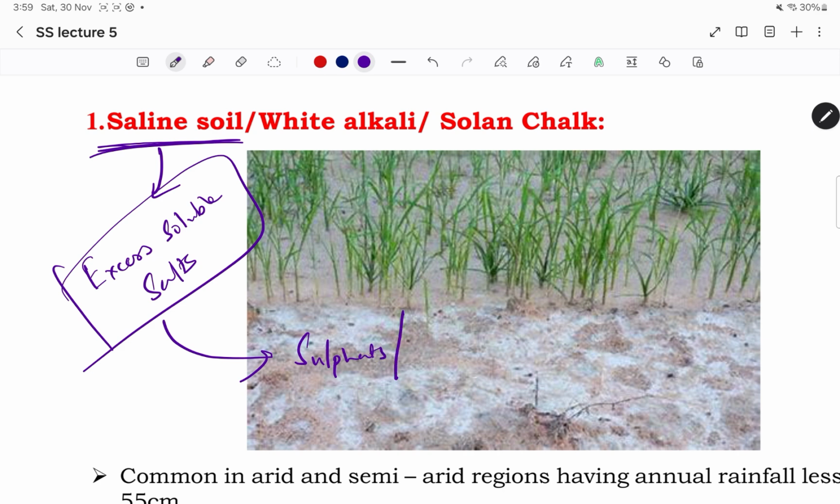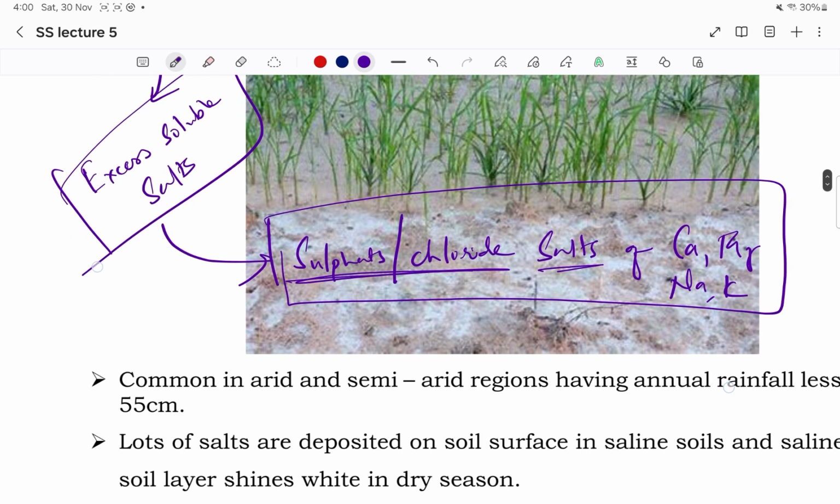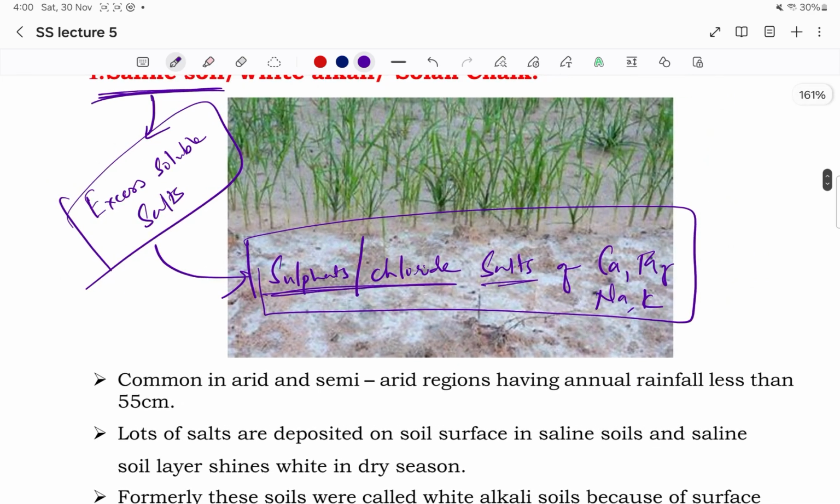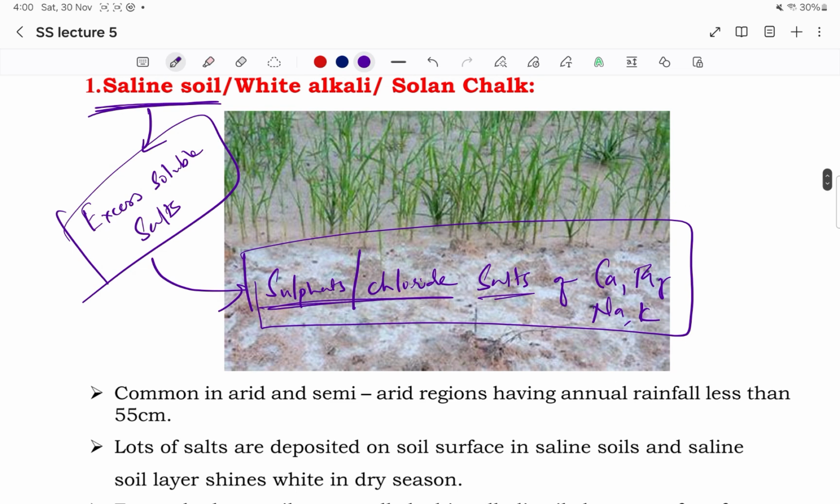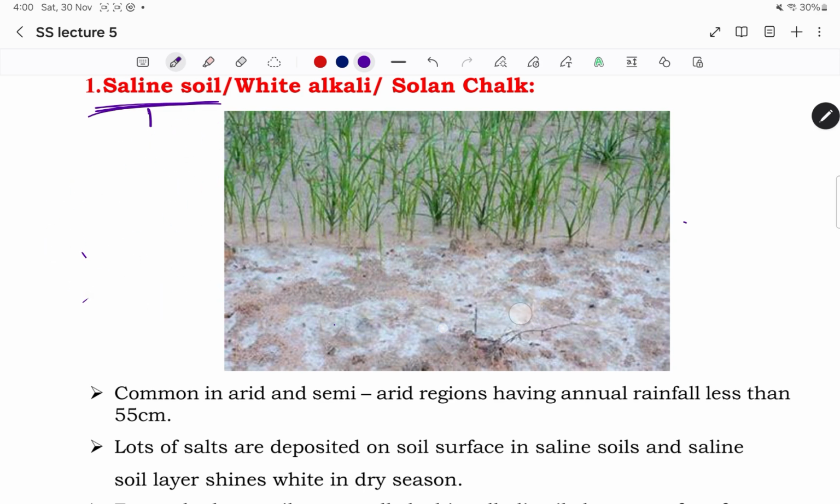sulfates or chloride. Sulfates and the chloride salts of calcium, magnesium, sodium or potassium. This soil contains the excess salts of sodium or chloride salts of calcium, magnesium, sodium or potassium. Let me erase this. You remember this definition. You better make a note of this topic.